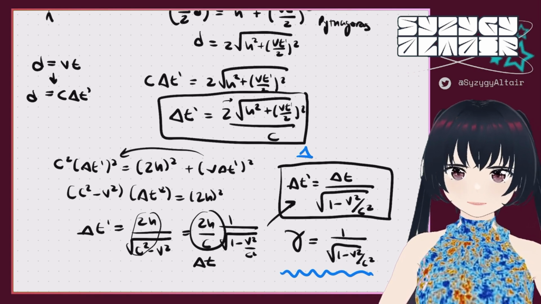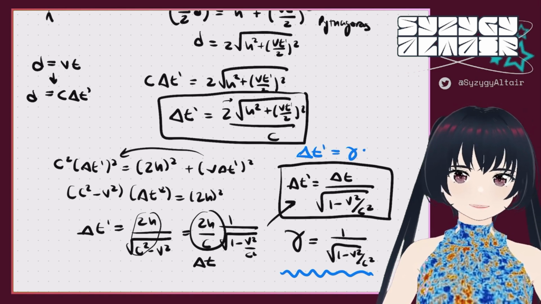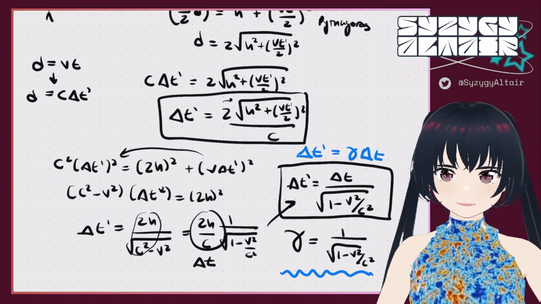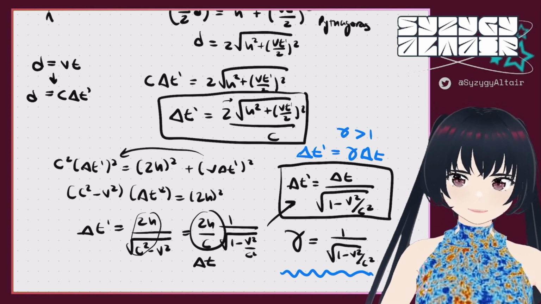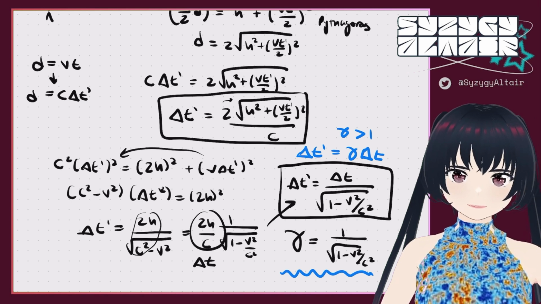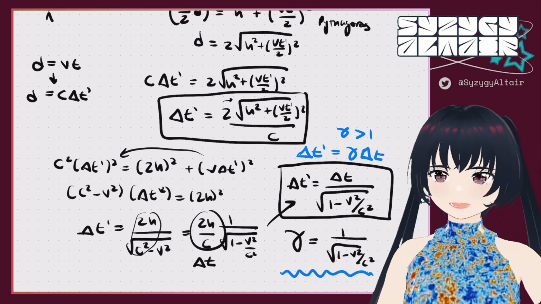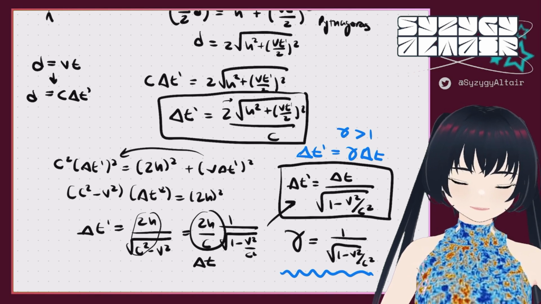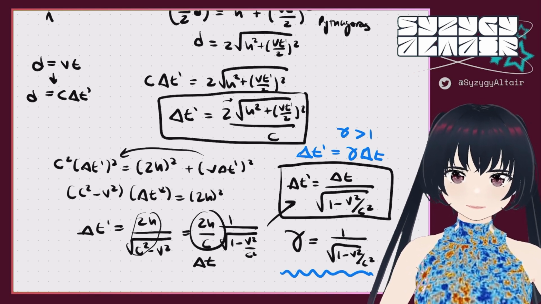Gamma must always be greater than 1, because the velocity of any object must be less than the speed of light. The smallest gamma that we can get is if the velocity is equal to c, the speed of light, which then gives gamma equal to 1. If we have any velocity that's smaller, like v equal to half the speed of light, then gamma will be greater than 1.